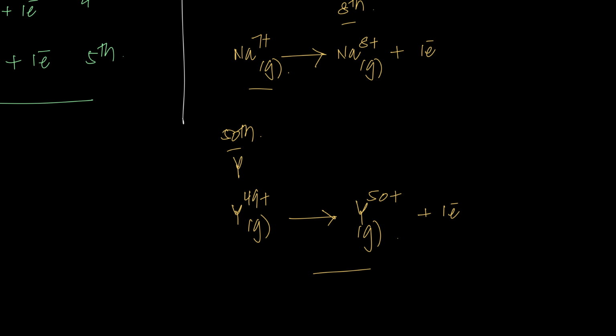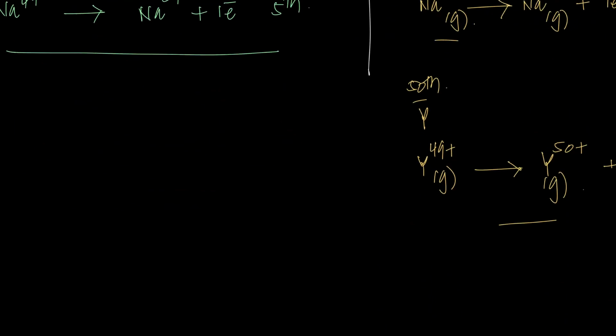Easy or difficult? Now, I want you guys to understand a couple of things. First of all, I want you to write all 11 ionization energies of sodium. Because realize, if sodium has 11 electrons, you can pluck all 11 electrons. So I want you to write the 11 ionization energies of sodium.